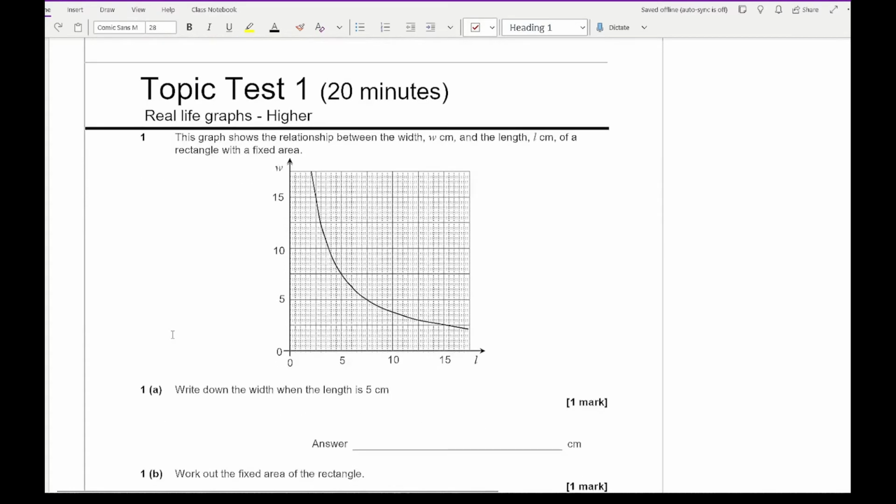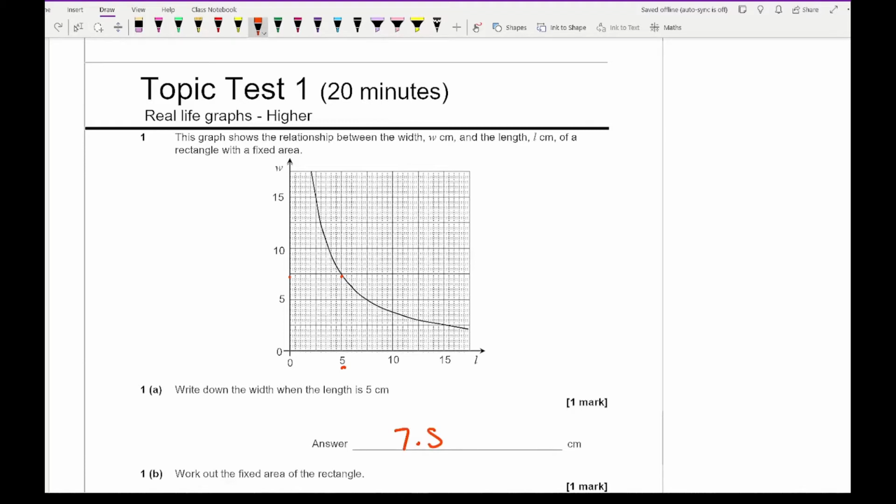So looking at question 1, it says this graph shows the relationship between the width of W centimeters and the length of L centimeters of a rectangle with a fixed area. Write down the width when the length is 5. So what we need to do here is simply find where L equals 5, which is at this point here. We find out where it touches the curve, and then we just want to read off whatever value that is there, and that value I would say is around about 7.5. Let me just get rid of those dots, and we see that it's at that point there, so we just project across, and that goes to 7.5.